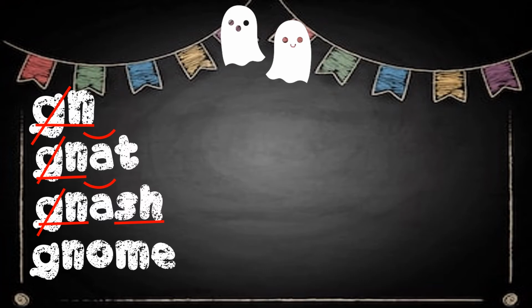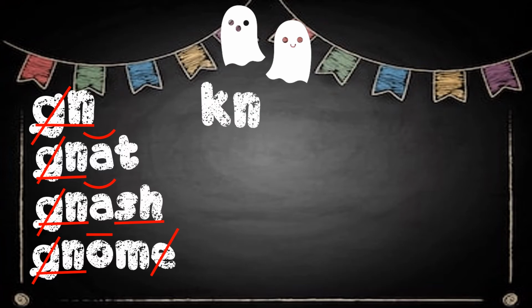I have the word gnome. I see I have ghost letter, digraph, GN. I need to cross out my ghost letter. I see at the end of this word, I have a silent E. I need to cross that out too. And the silent E sneaks behind the consonant and makes the vowel say its name, make its long sound. So the vowel is going to go O.